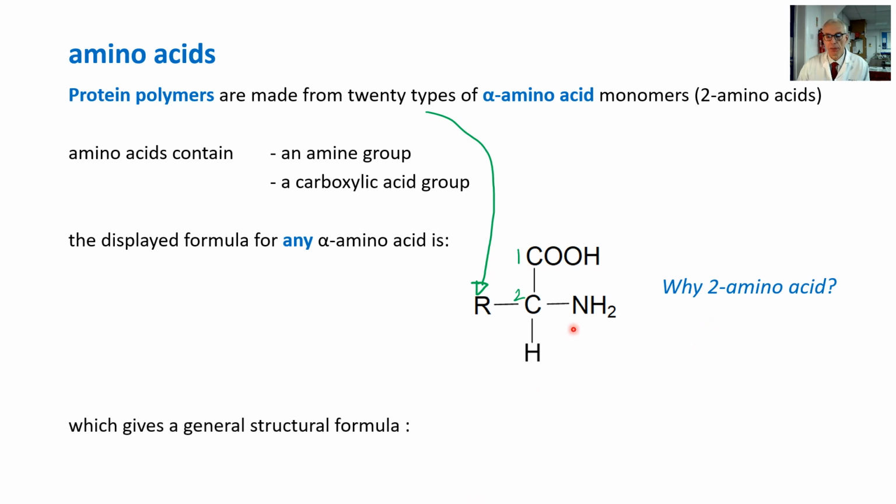If this is the displayed formula, you'll also see amino acids represented as a structural formula. Could you write what you believe to be the structural formula for any amino acid? So use the R group. What is the general structural formula for an amino acid? Pause, think it through, produce your answer, come back and check.